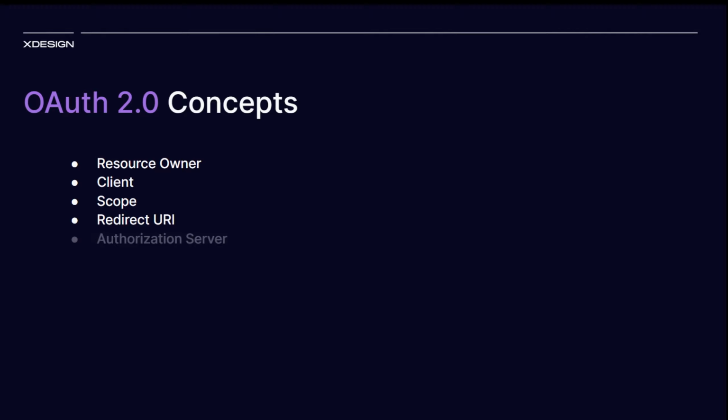Then we have the authorization server. This is what the client asks for permission to access the data, and where the resource owner gets redirected to in order to grant access to the client. The image on the last slide was of the authorization server.